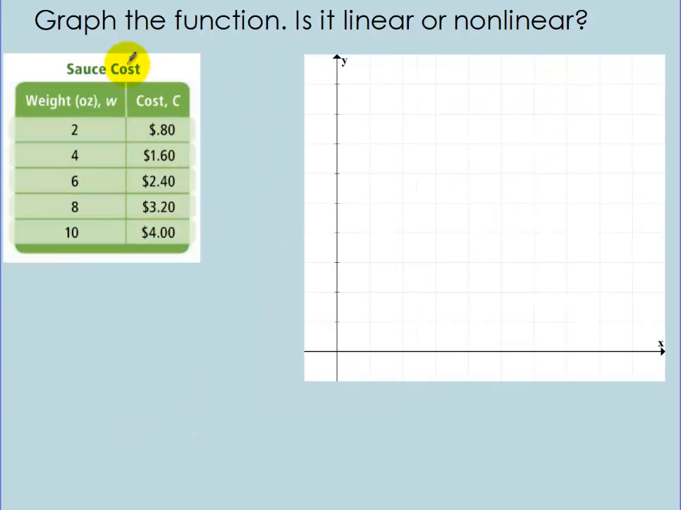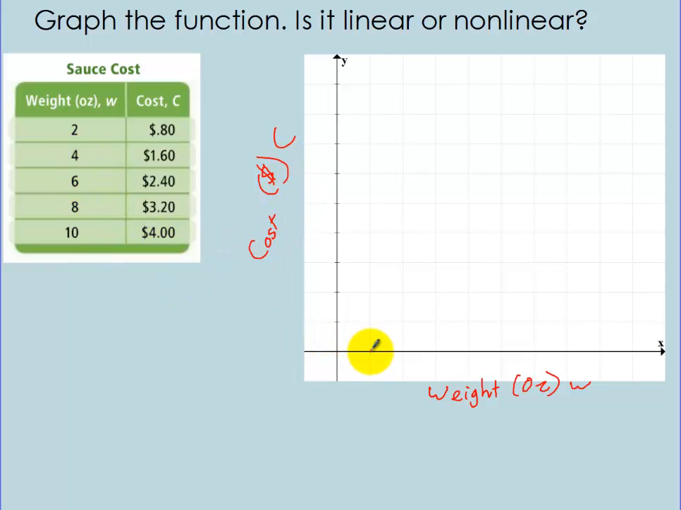So this is the cost of sauce. The weight of the sauce in ounces and the cost C. So we're going to put the weight on this side in ounces. Call that W. And the cost on this side, it's going to be in dollars. We'll call that C. So again, 2, 4, 6, 8.